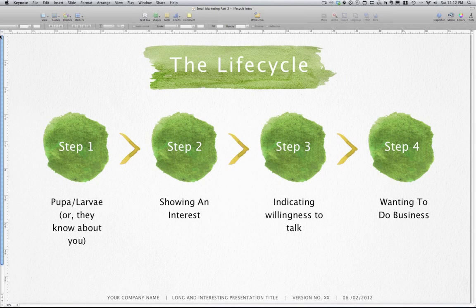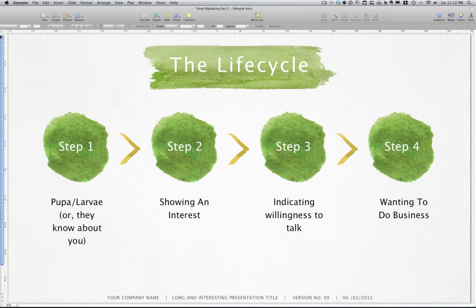Step 2 is they're showing an interest. So they know you exist and they're also somehow interested in your business. Now, it's not the same as saying they have intent. They're not interested in doing business with you yet. They're just interested in the idea.